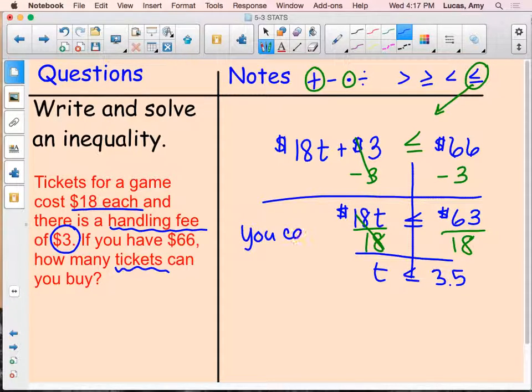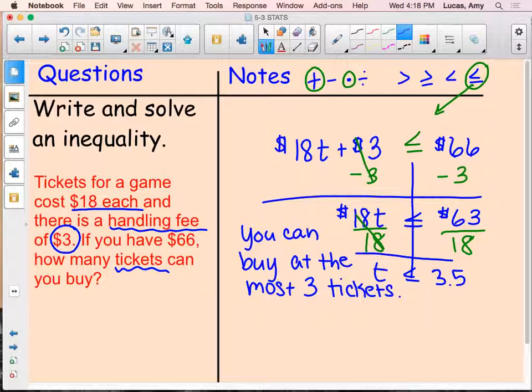You can buy at the most 3 tickets. So in this problem we would need to round down because you don't have enough money to buy 4 tickets. So at the most you can buy 3 tickets. So 3.5 isn't a reasonable answer to this problem. So we need to either round it up or round it down. If we round it up to 4, we don't have enough money. It was less than or equal to 3.5. So less than 3.5, the next integer value is 3.